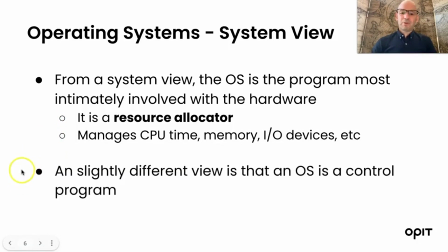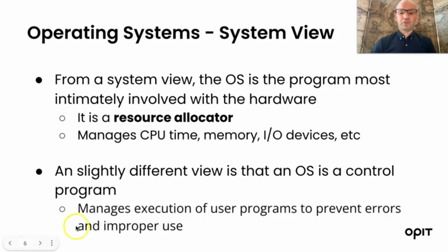A slightly different view is that an operating system is a control program, right? It controls access, it controls who has access to what. It manages the execution of user programs to prevent errors and improper use. Again, we want the user programs to be separated from the system programs, so we have to have a way of managing whether users have access to system resources or whether system processes have access to system resources. And part of this course is figuring out how to do that programmatically.